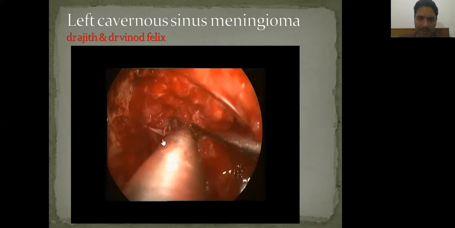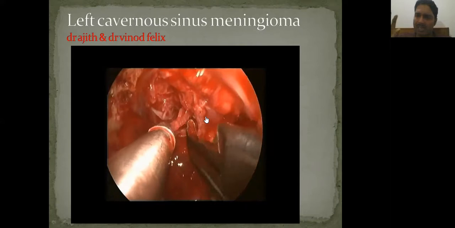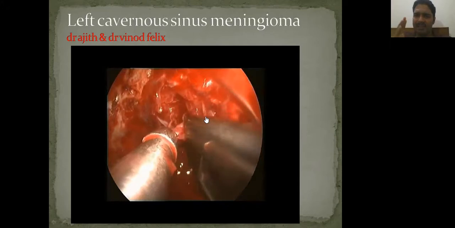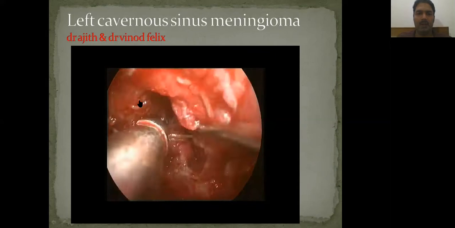We'll have the cranial nerves somewhere here, but all these cranial nerves are really infiltrated with the tumor. So we are not able to identify the cranial nerves, and we are not getting a plane around the tumor also. So the carotid artery is there, and the tumor is being removed from the cavernous sinus now.